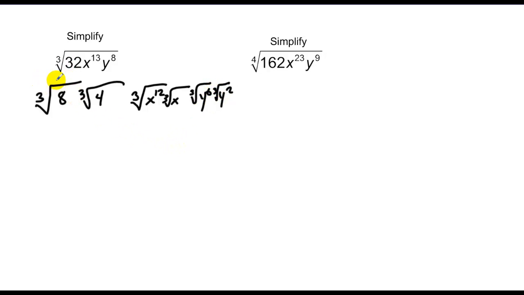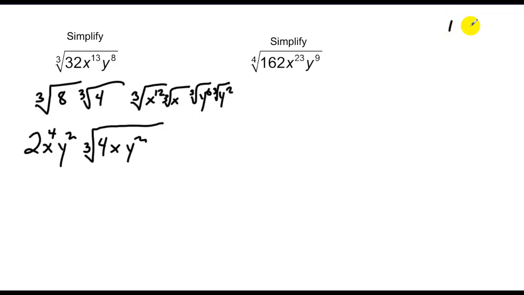So let's break all these down. I have a 2 here. What multiplied by itself 3 times gets me x to the 12th, that's x to the 4th. What multiplied by itself 3 times gets me y to the 6th, that's y squared. And then my remaining cube roots are 4, x, and y squared. And then we're done.